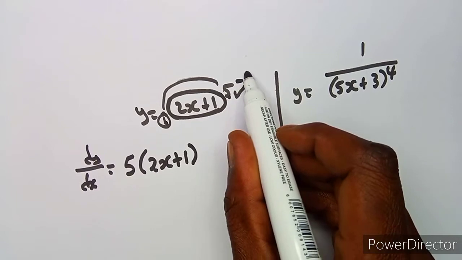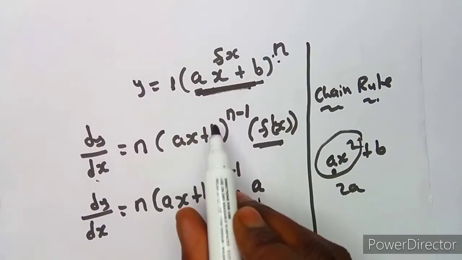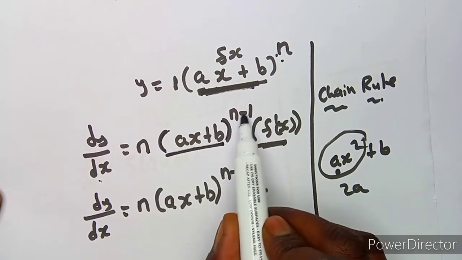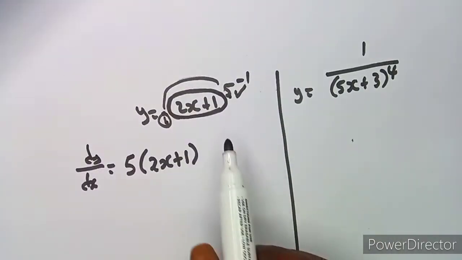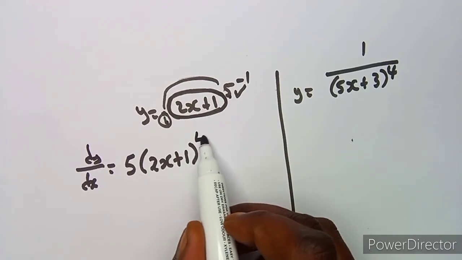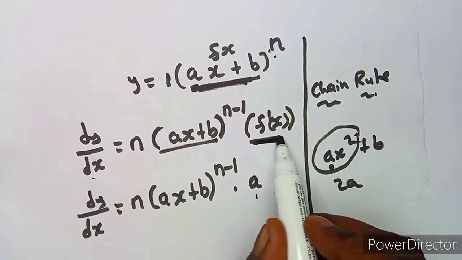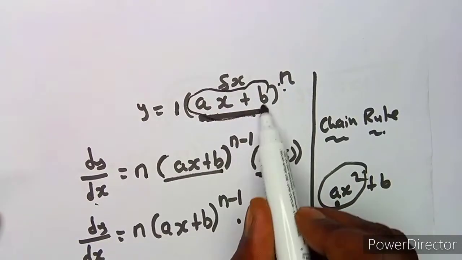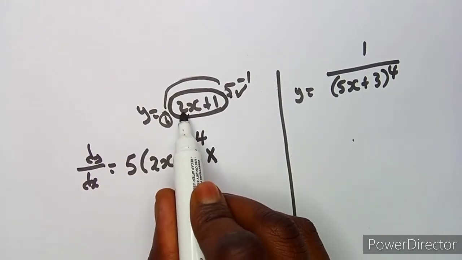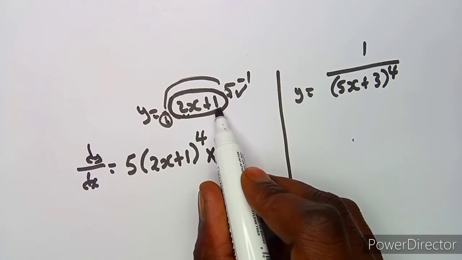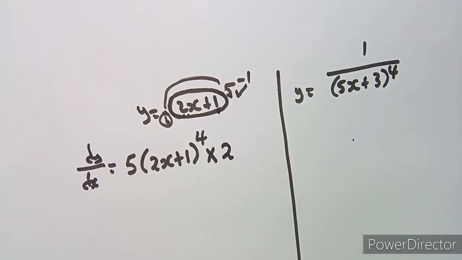Then we subtract an exponent of 1 here. You drop the exponent, the bracket remains as it is, and you subtract 1 from the exponent, so it's now 5 minus 1, which is 4, times the derivative of f of x, which is the whole function inside the bracket. So it's the derivative of 2x, which is 2. The derivative of 1 is 0, because this one is a constant, so that's why we end up with 2.